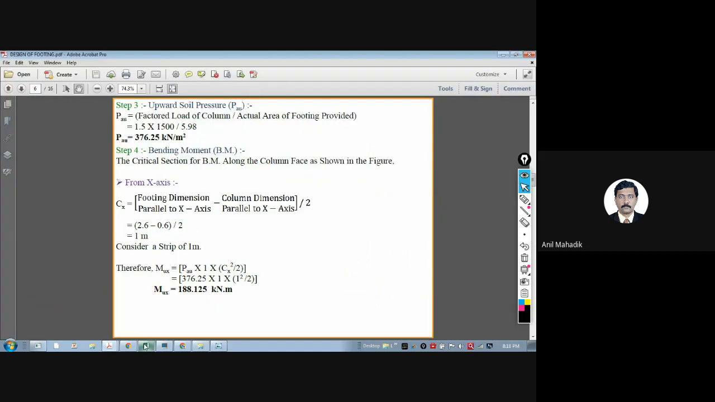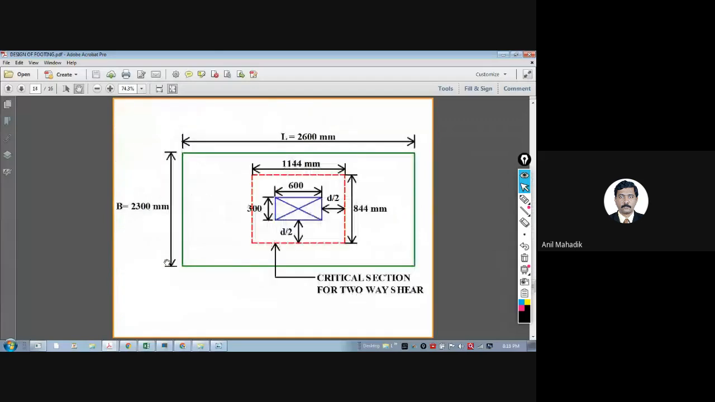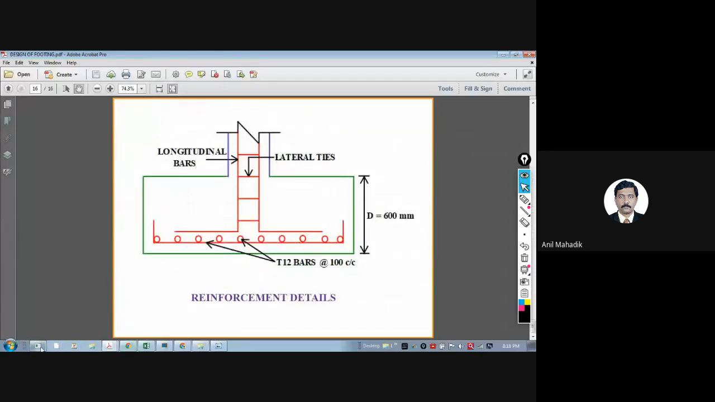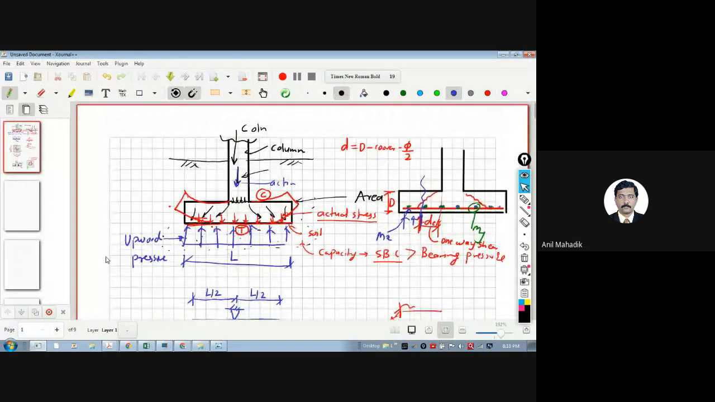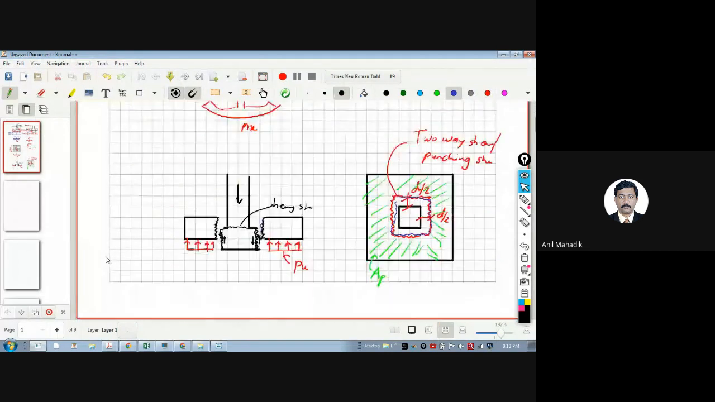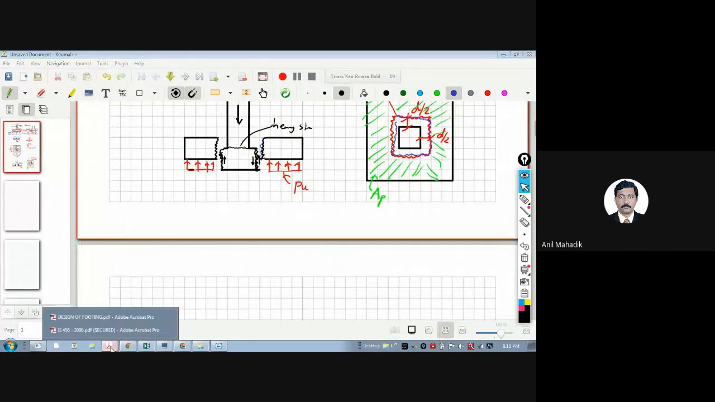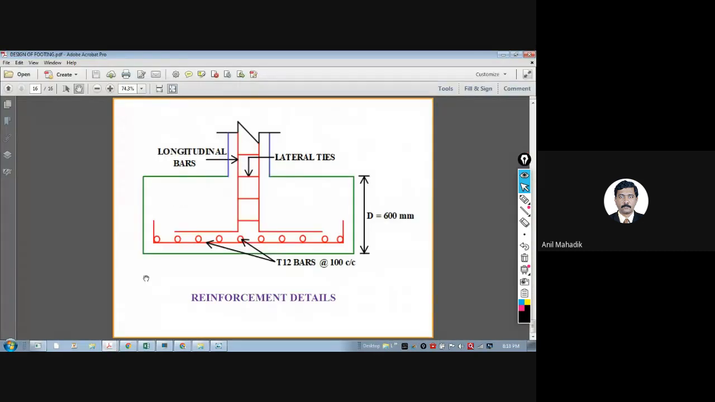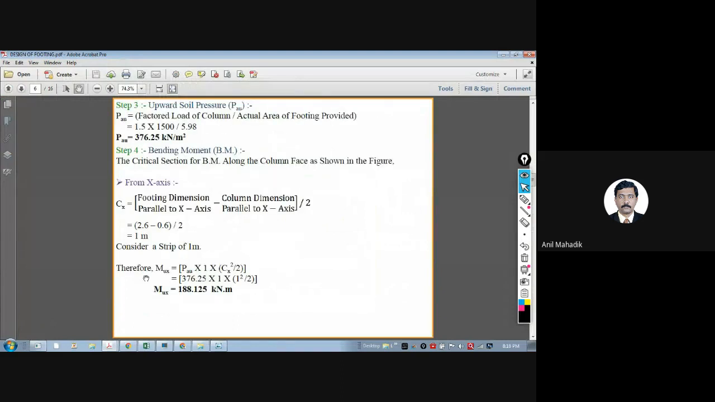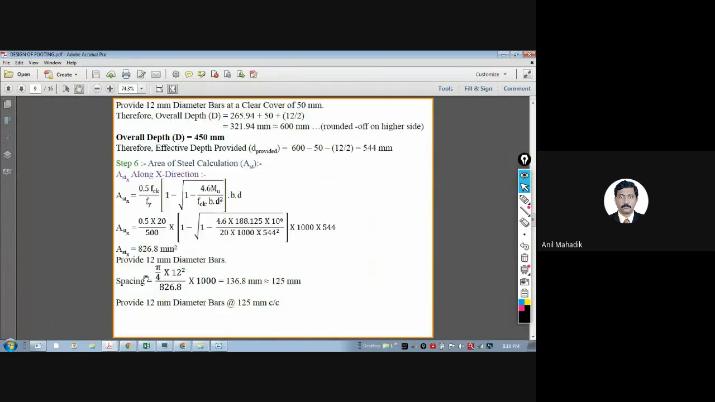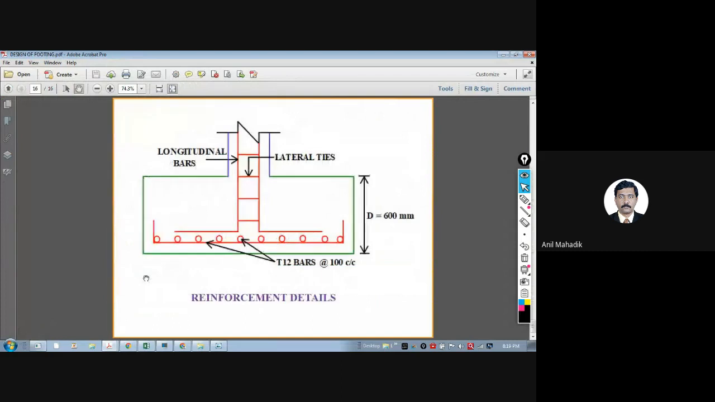Now, has everyone understood the procedure, the overall behavior of the footing? Yes, okay, sir. So this is the behavior of footing. This is the manual calculation procedure as per IS 456, how to design the footing for axial loads. And this is the steel provided, we got this.